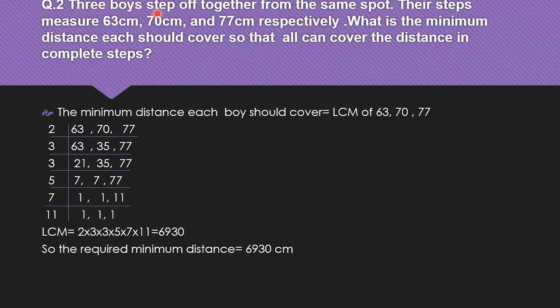3 boys step out together from the same spot. Their steps measure 63 cm, 70 cm and 77 cm respectively. What is the minimum distance each should cover so that all can cover the distance in complete steps? So minimum distance is asked in this question. The minimum distance each boy should cover is same as the LCM of 63, 70 and 77. So find the LCM of 63, 70 and 77. LCM is equal to 6930. So the required minimum distance is equal to 6930 centimeter.